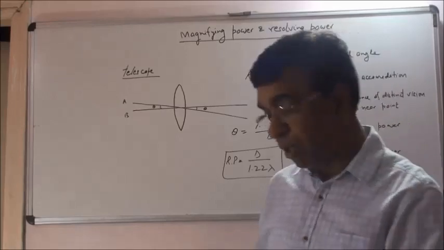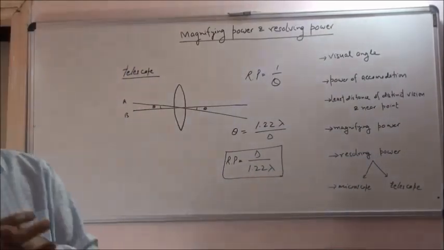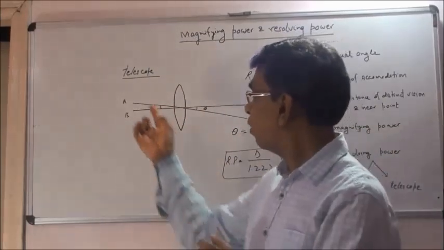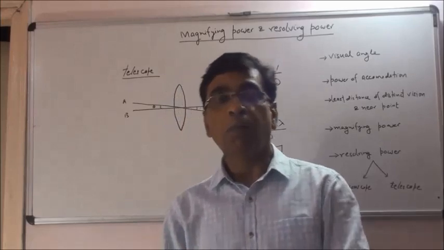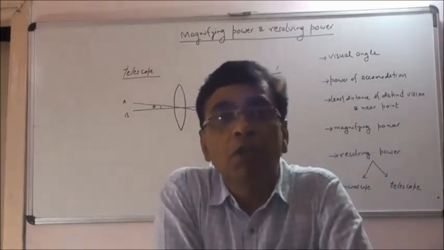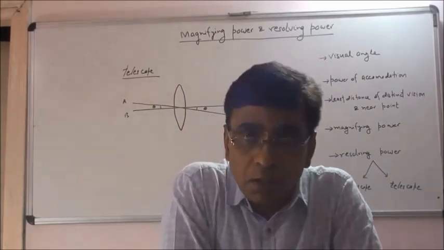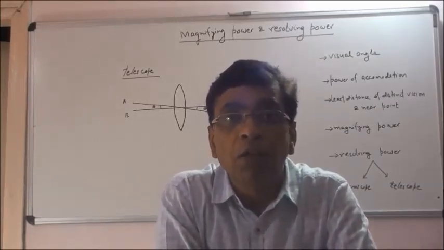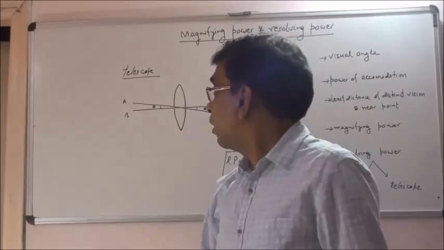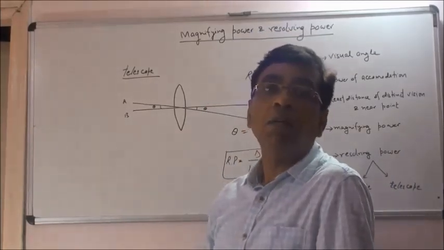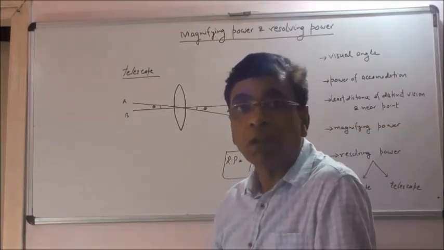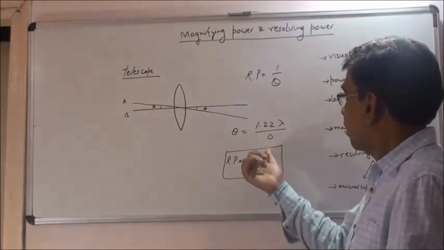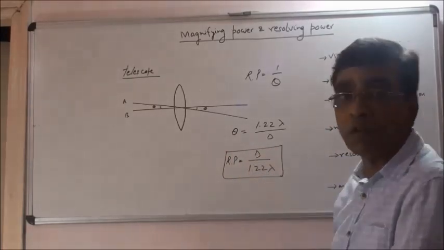So I'm revising again all the important points. Resolving power is the ability of any instrument to produce distinct images of closely spaced objects. For a microscope, the limit of resolution is the minimum distance between the two objects just resolved by the microscope. And for a telescope, the limit of resolution is the minimum angle subtended by the objects when they are just resolved. For a telescope, resolving power is d upon 1.22 lambda, so it depends on the diameter and on the wavelength of light.